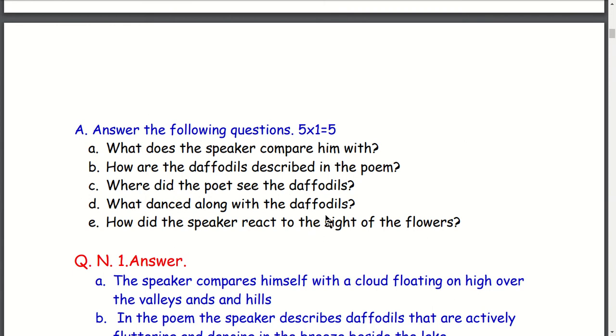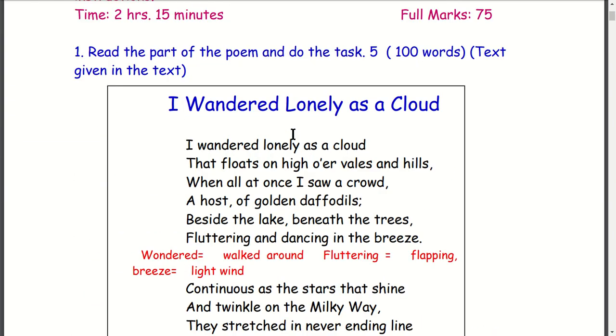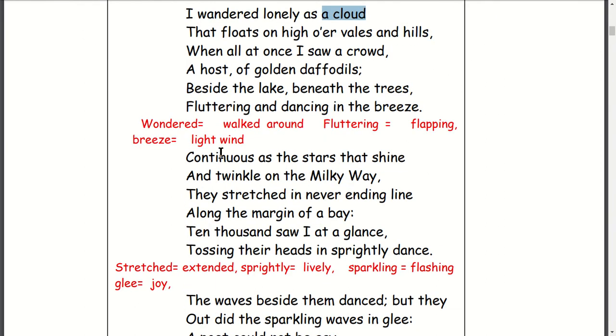Question number 1A, what does the speaker compare himself with? This is a what question. What did the speaker compare himself with? In the first line there is a cloud. So the speaker compares himself with a cloud. I will write this one. This is the keyword.